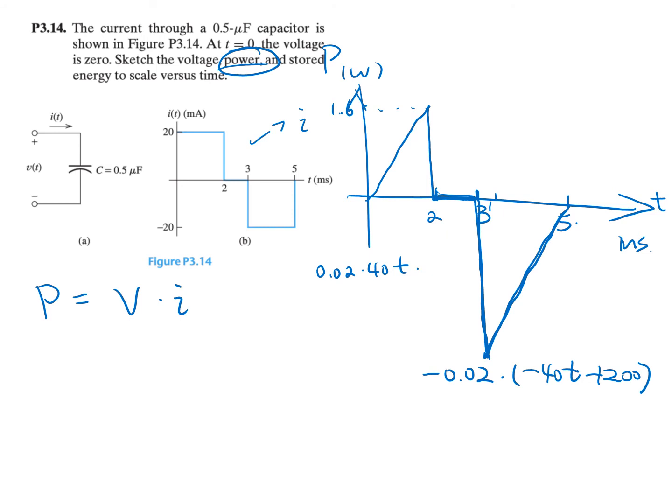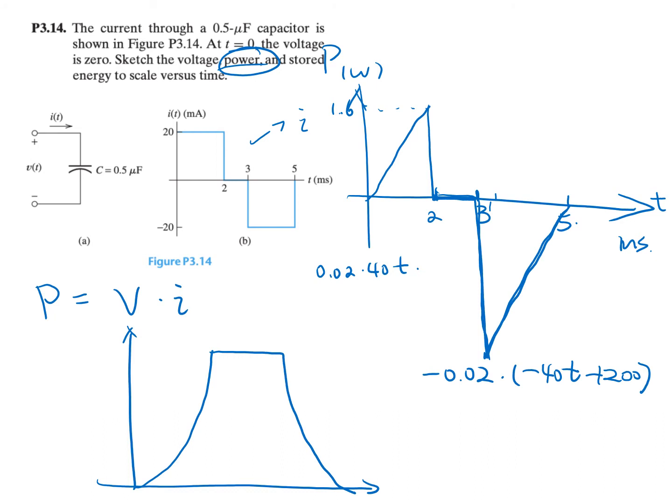Similarly, you can plot the energy graph like this. This is 2, 3, 5. W is equal to 1/2 CV squared. You can substitute the numbers into this expression and find W.